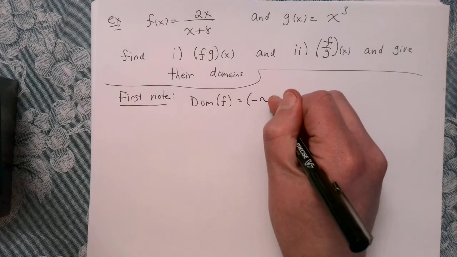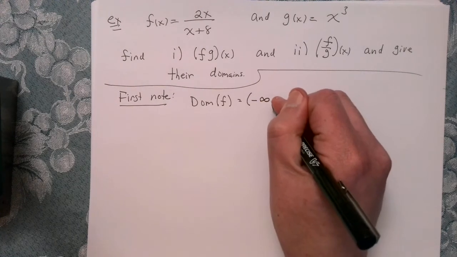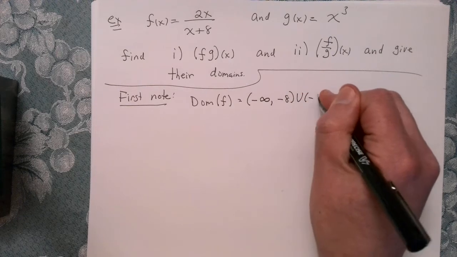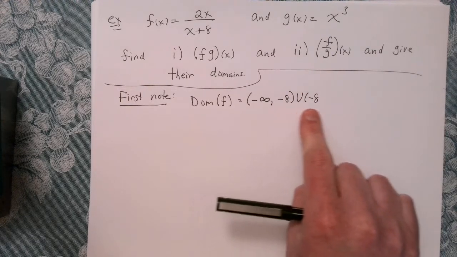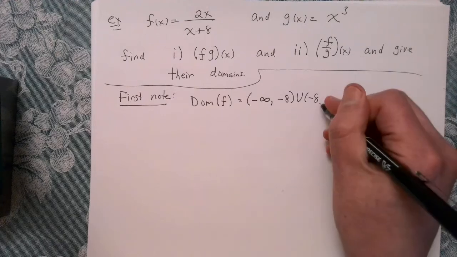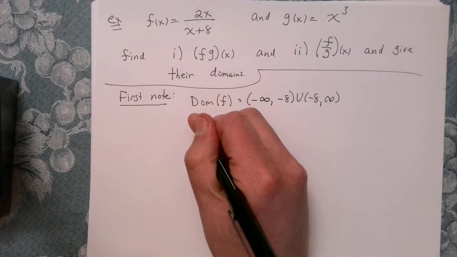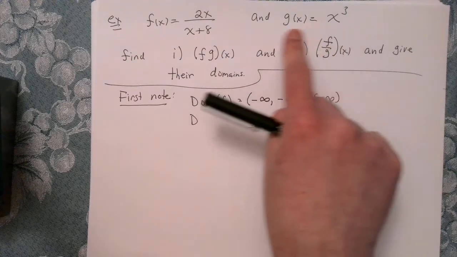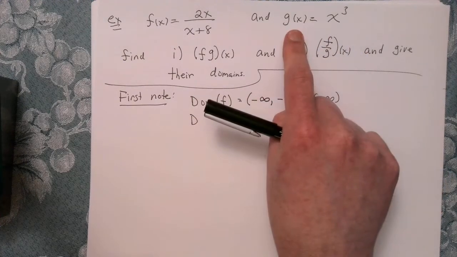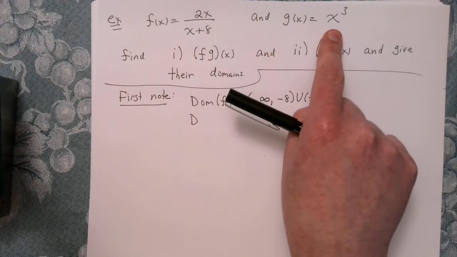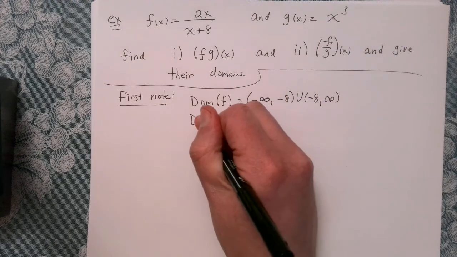So again, the domain being the set of legal inputs, we're avoiding where we would divide by 0. And remember, in interval notation, that's how we omit a value. And so what's the domain of g? Well, all real numbers. I can plug any real number in here and cube it and expect a meaningful output.